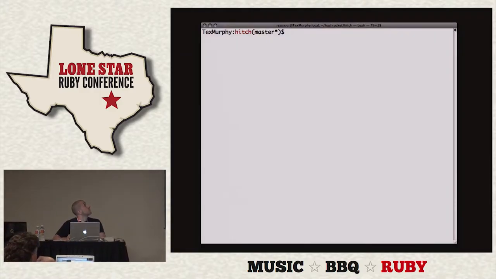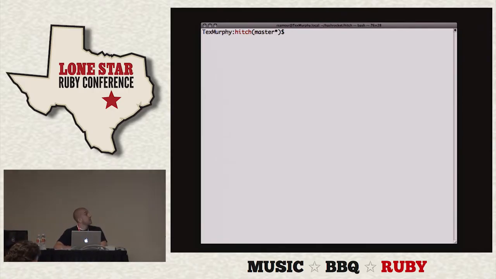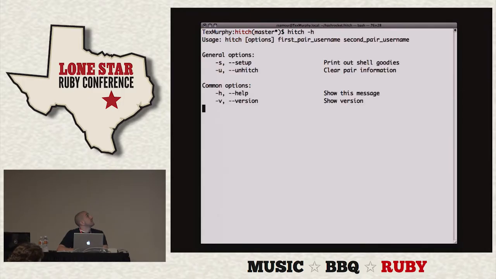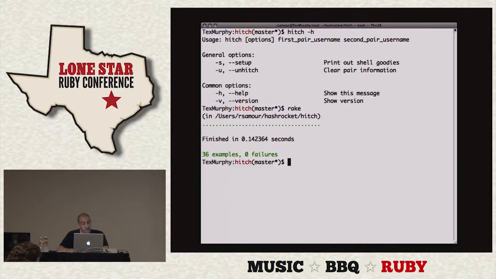All right, so Hitch is my little gem command line tool that allows me to pair with people. I use OptionParse. If you were here for the command line tool stuff, I use OptionParse for that. So we're going to go ahead and run rake. Everything passes.